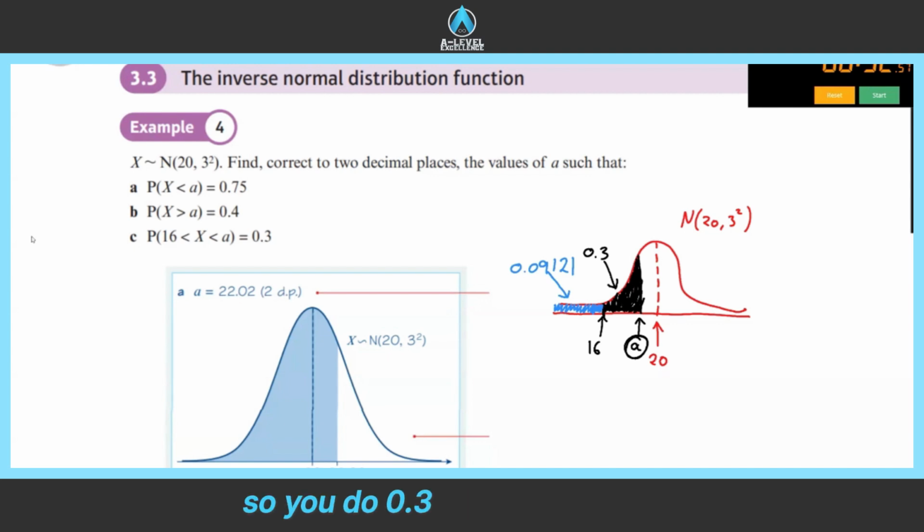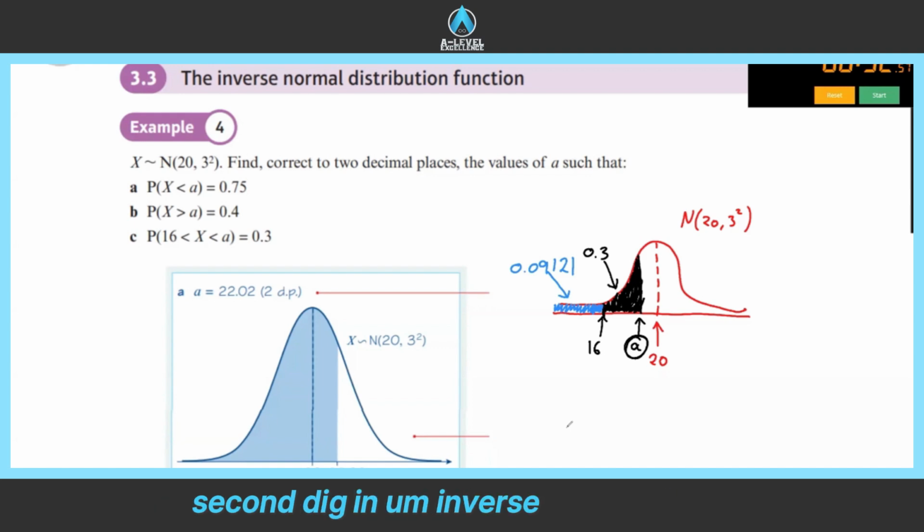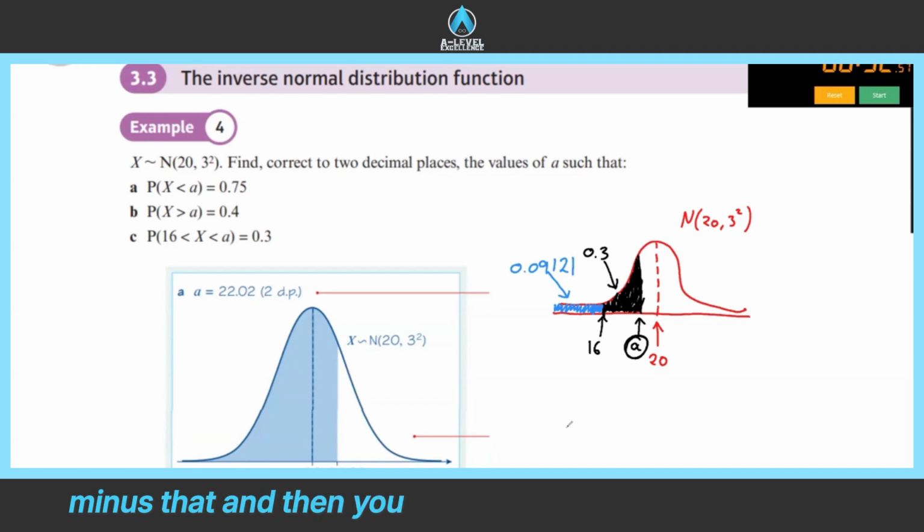So you do 0.3 minus 0.09 to get 0.208. Okay. And then you would go on inverse normal. Yeah. Sorry, give me a second. I'm doing it as inverse normal. Yeah, go on. You'll type in the area that you just worked out by doing 0.3 minus that. And then you leave everything else the same.